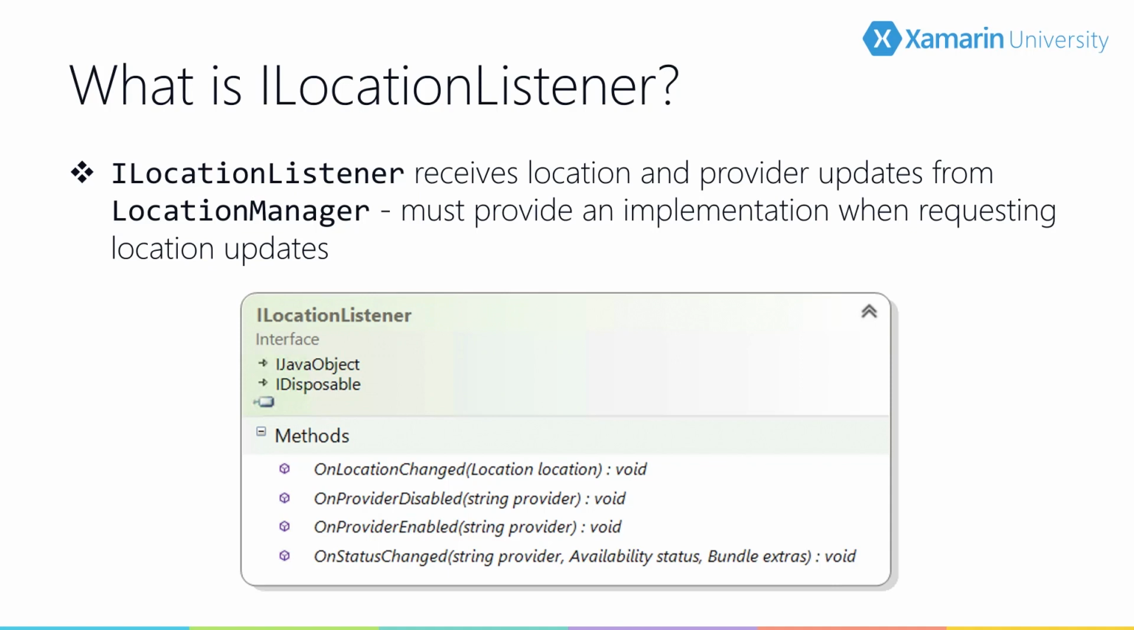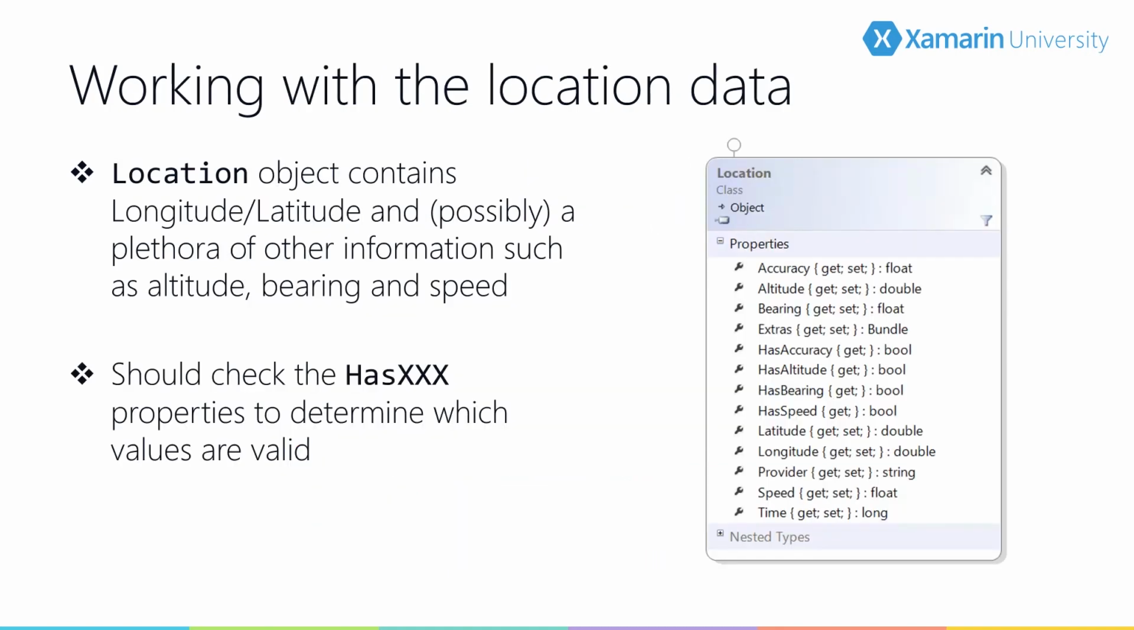And then onStatusChanged is called when the provider status is changing. For example, if the provider has recently become available after a period of unavailability. This can happen independently of the provider being enabled or disabled. GPS will report temporary unavailability when it loses a satellite fix, for example.